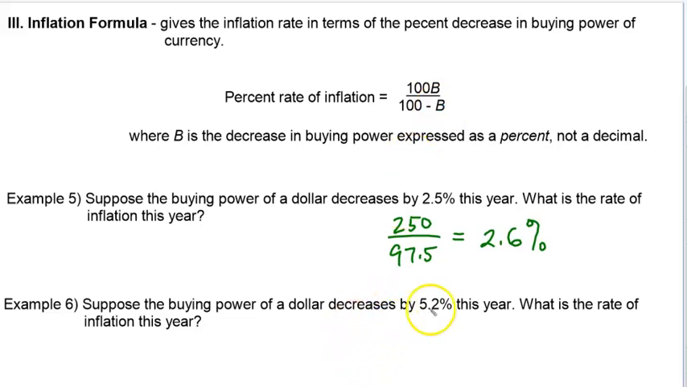So here's that same formula again, 5.2 times 100 is 520. And then 100 minus 5.2 is 94.8. Do the division and you end up, to the nearest tenth, with 5.5%.